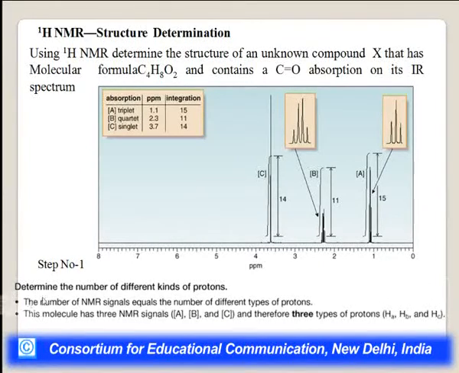First of all, determine the number of different kinds of protons, that is, we need to observe the chemically different protons. The number of NMR signals equals the number of different types of protons. We have discussed that there are only 3 signals, so there are 3 types of equivalent protons. This molecule has 3 NMR signals A, B, C, and therefore 3 types of protons which we can nominate like this: HA, HB and HC.